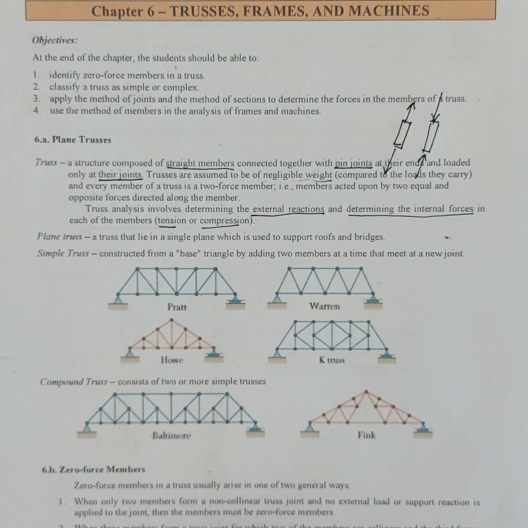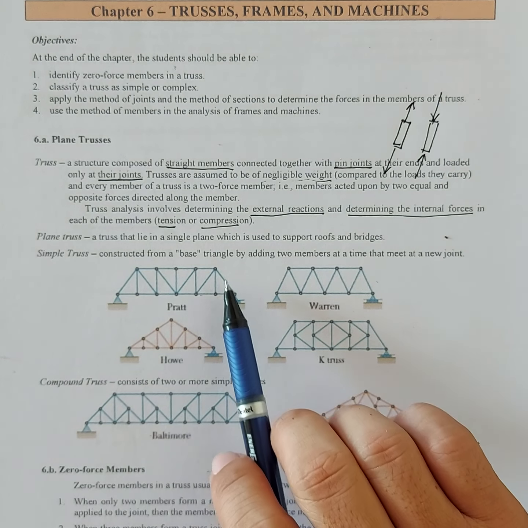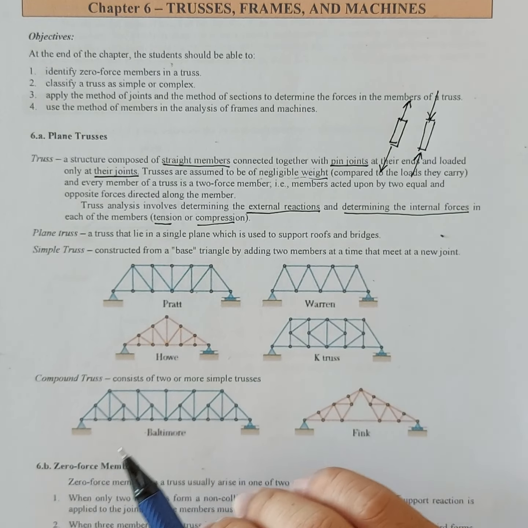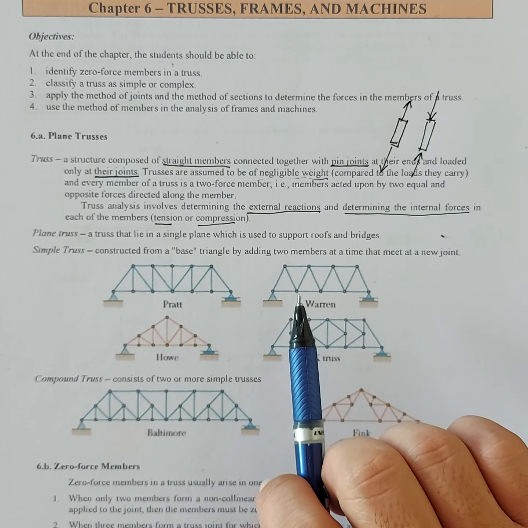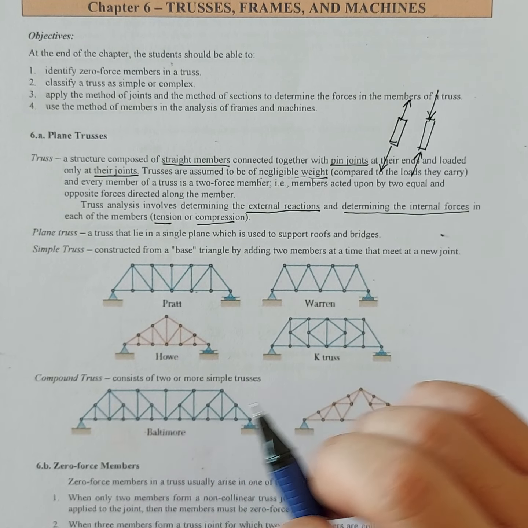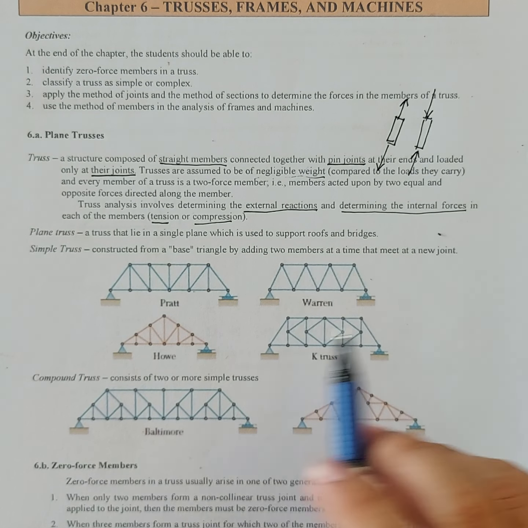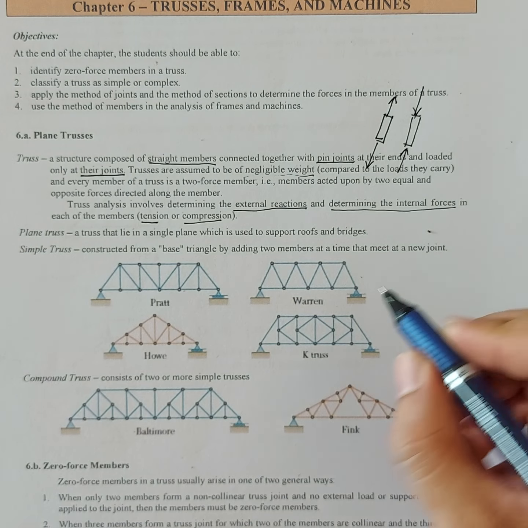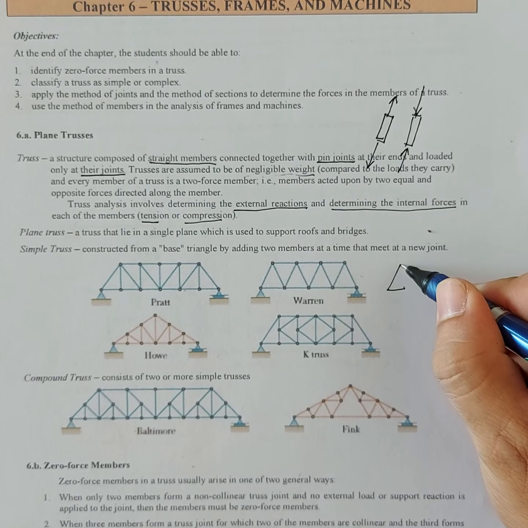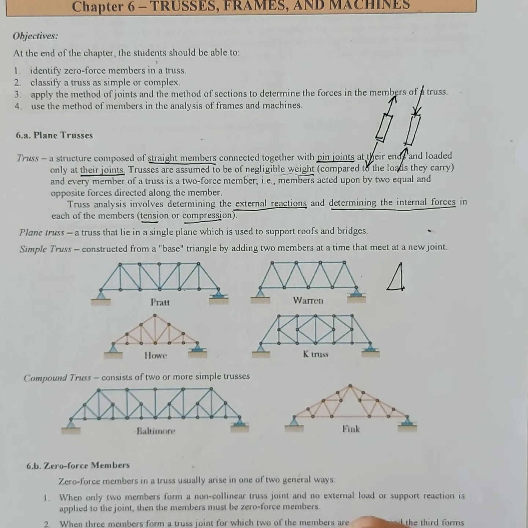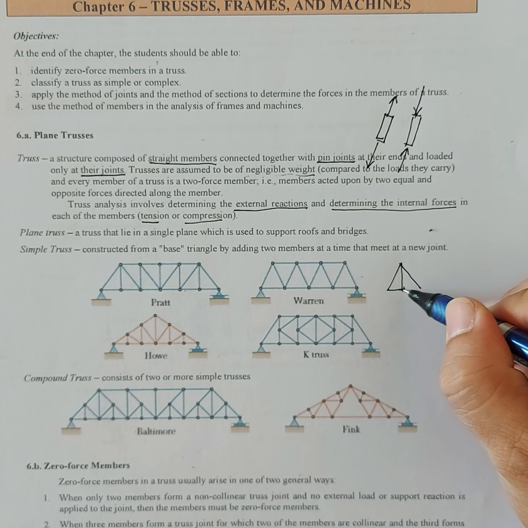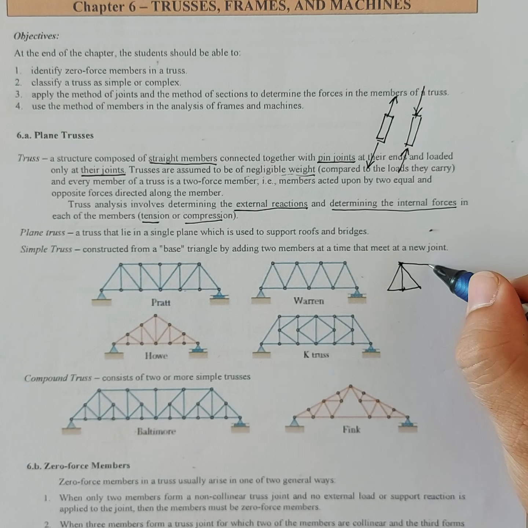A simple truss is constructed from a base triangle by adding two members at a time that meet at a new joint. This is the simple truss. For example, let's draw. We have a base triangle. This is the triangle. And then it is constructed by adding two members at a time that meet at a new joint. So we add two members. There is our truss. Two members.